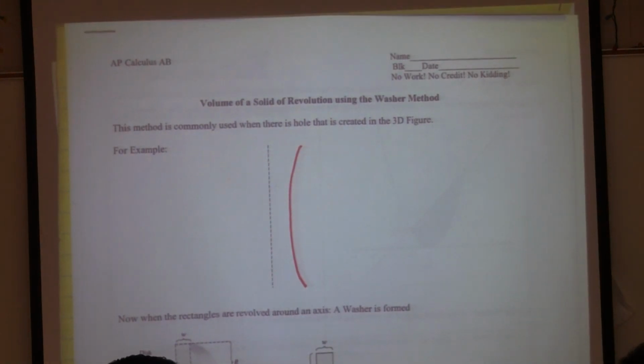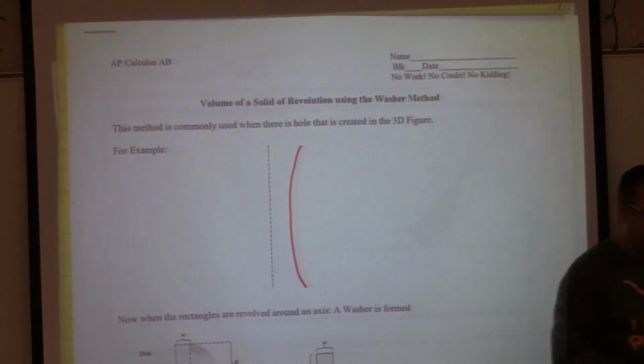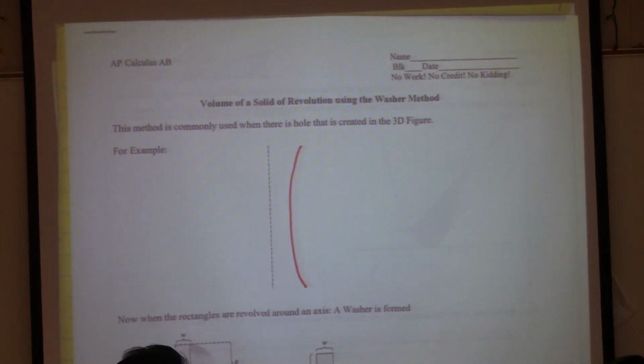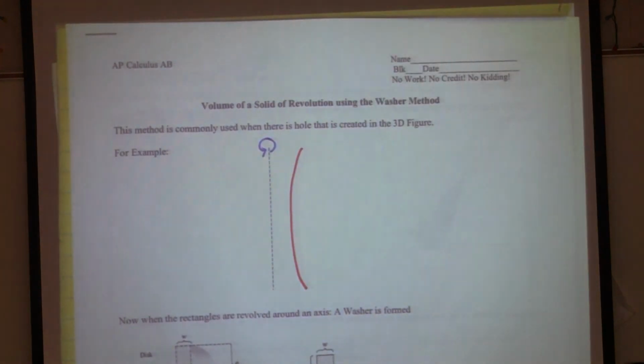Alright, so, solids of revolution using the washer method. We're gonna have two curves. So this is the first one. I don't know the equation of it or anything, but it's just some curve. We're gonna revolve it around this axis, which we're gonna say is the y-axis.